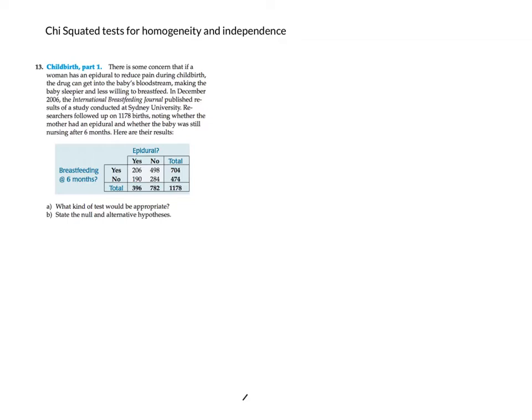Now, I said in my PowerPoint that if you had one sample and several different variables or 2 different variables, then that was more an independence. And here we had one sample of 1,178 women, and they were asking 2 different questions from them, and so that's usually the independence test. So A is going to be independence.